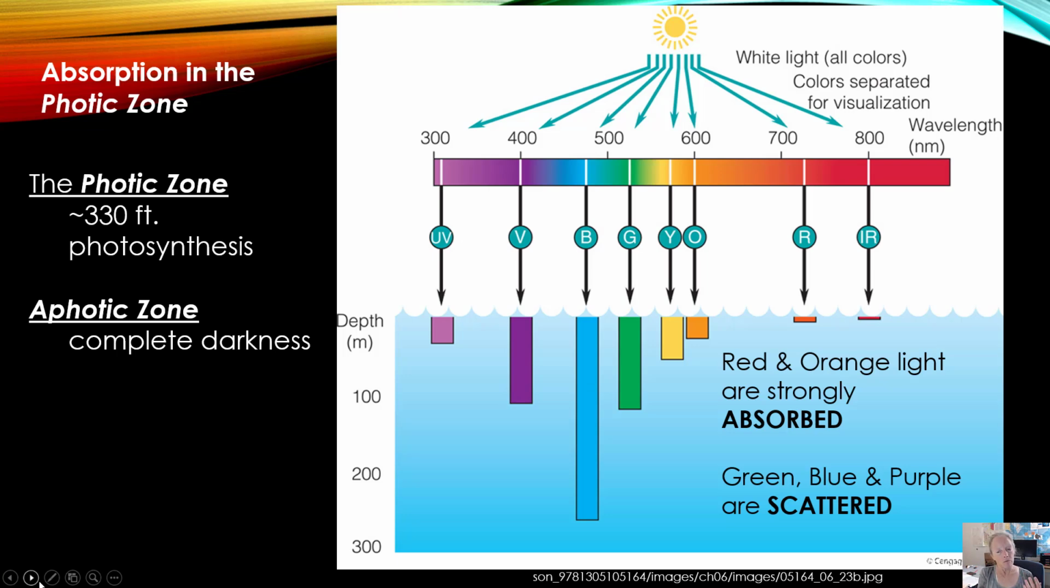You can see that the reds and the yellows and the orange get absorbed very quickly as you go down. You know, we're doing meters here, right? So 300 meters is like 330 feet. You can see way up in the surface, the red and the orange and the yellow are absorbed. So that's how the sunlight warms the ocean. You see that the blue and the green and the purple go down much, much further.